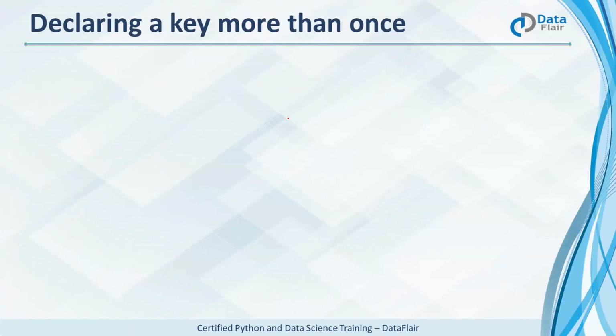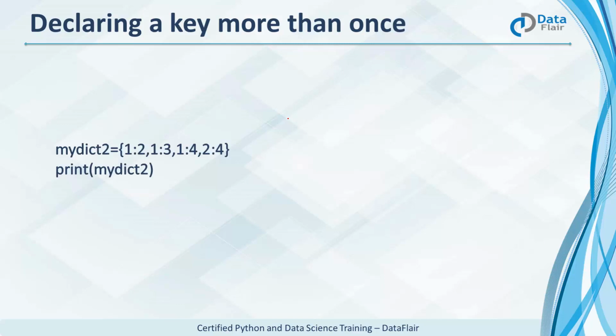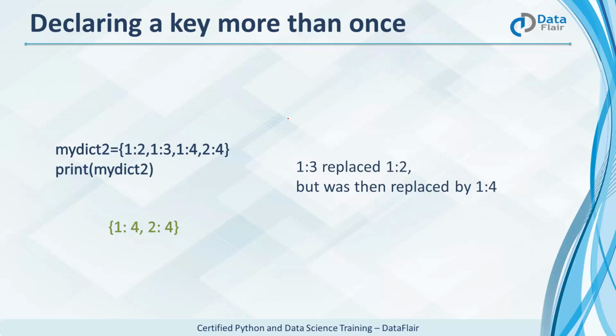And if you declare values for a key again and again, it only takes on the last value you declared. Here we declared 3 values for the key 1, but 1 has the value 4, not 2, not 3, but 4. It first had the value 2, then 3 replaced it, and then 4 replaced it. This goes to show that dictionaries cannot hold duplicate keys.